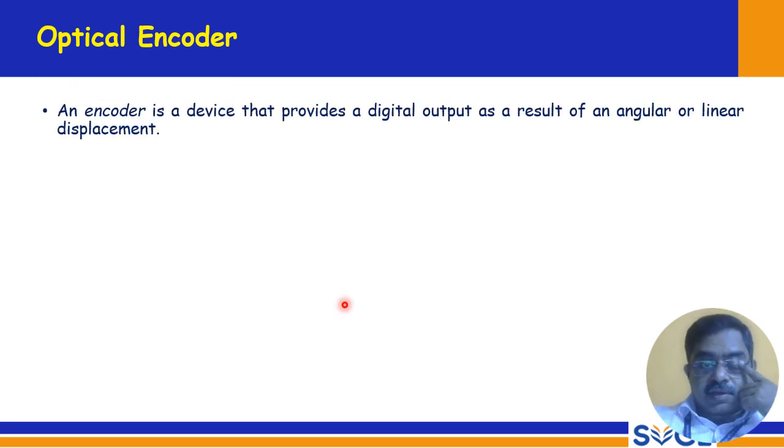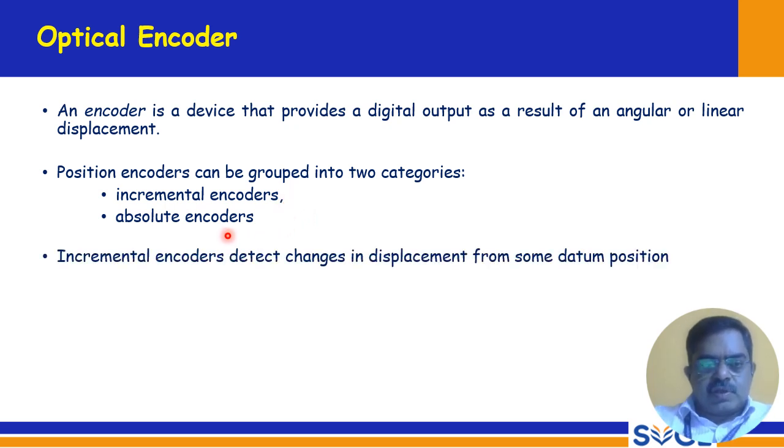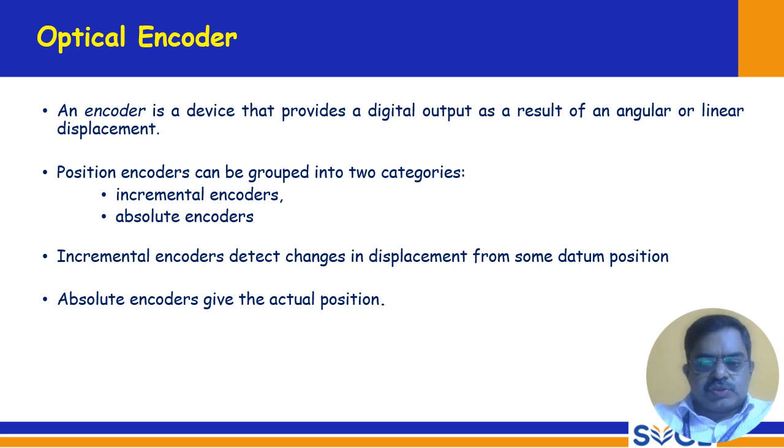So, optical encoder. An encoder is a device that provides a digital output as a result of an angular or linear displacement. Position encoders can be grouped into two categories: one is incremental encoders and another one is absolute encoders. Incremental encoders detect changes in displacement from the same datum position. So from a reference position, that is incremental encoders from the same datum, whereas absolute encoders give the actual position.